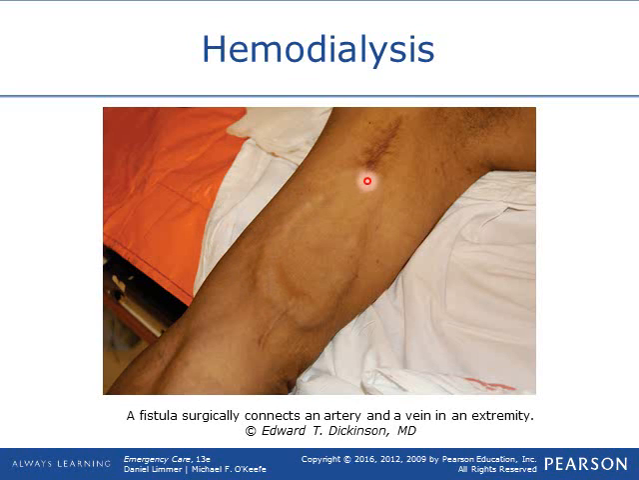Then this is the fistula. You see this is the elbow and just kind of a loop in it here. So if your patient has a fistula, you do not take a blood pressure on this side so you don't damage this fistula.